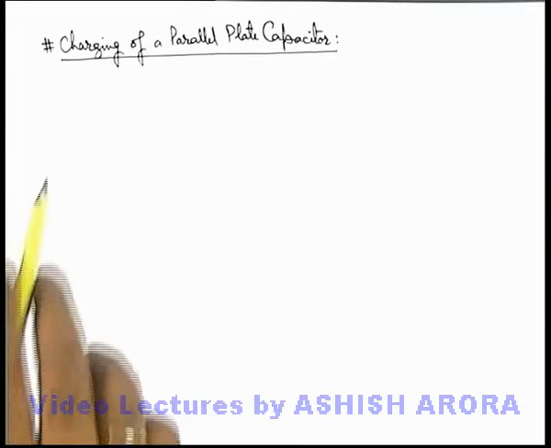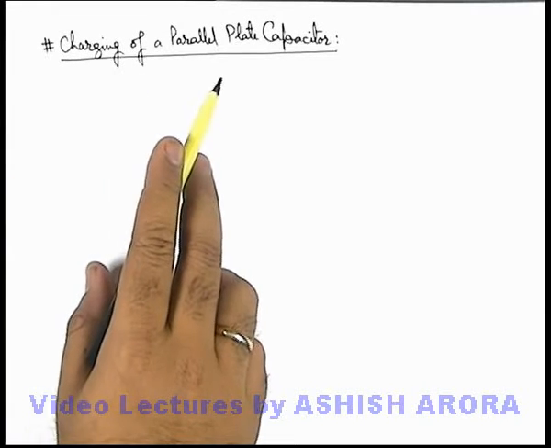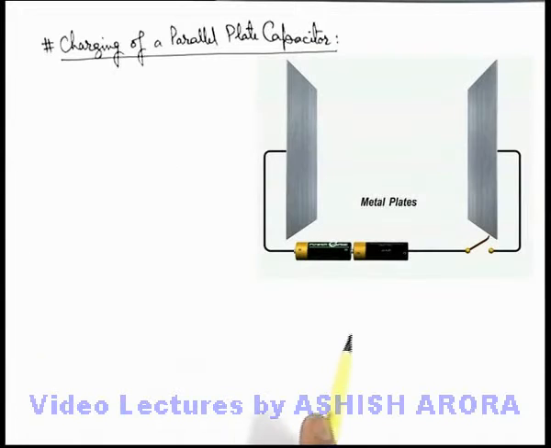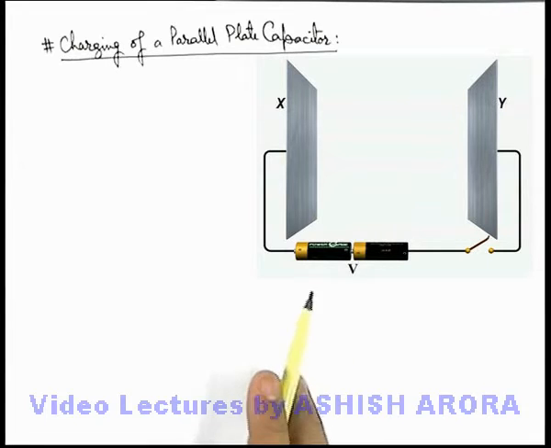Let's study about the charging of a parallel plate capacitor. Here you can see in this picture there is a parallel plate capacitor with plates X and Y which are connected via a battery of potential difference V. The battery will maintain a potential difference across the plates as soon as we close the switch.